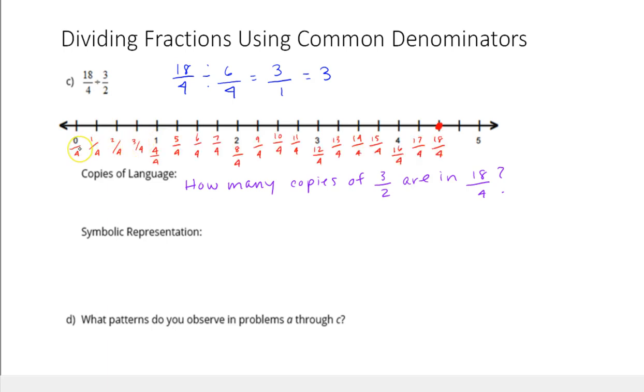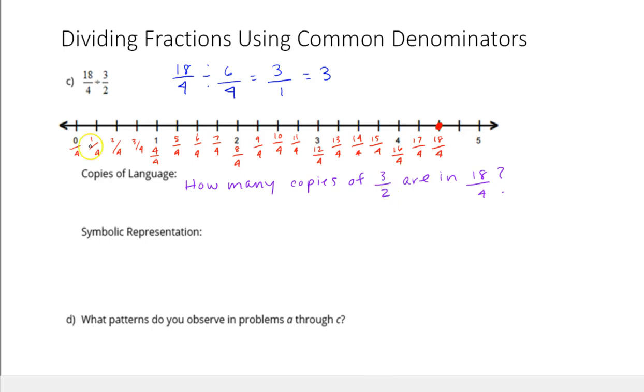So notice I labeled these by fourths, starting at 0. It's 0 over 4. And then each next tick mark is 1/4 more. So we have 0/4, 1/4, 2/4, 3/4, 1 is 4/4. That makes sense. 4 divided by 4 is 1, etc., all the way up to 18/4. Now we want to find copies of 3/2.